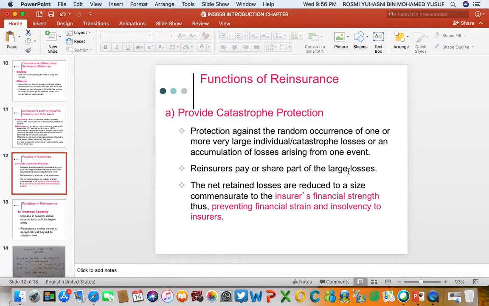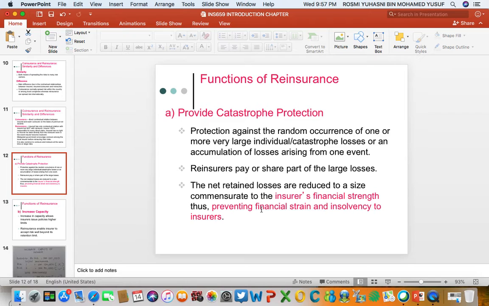Reinsurer will pay or share part of these large losses. So the net retained losses of the insurer are reduced to a size of claim which is commensurate, or to a size of claim which is suitable for the insurer, or this size of claim is matching with the insurer's financial strength. So insurer is not able to pay huge claims. Yeah, they have to share this claim. So what they can pay is based on their financial strength.